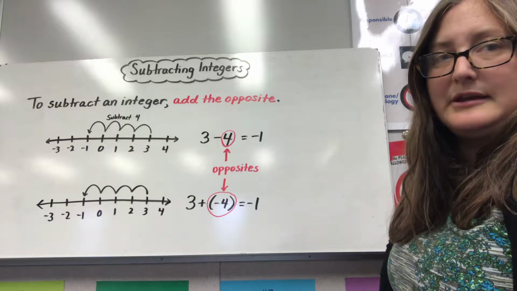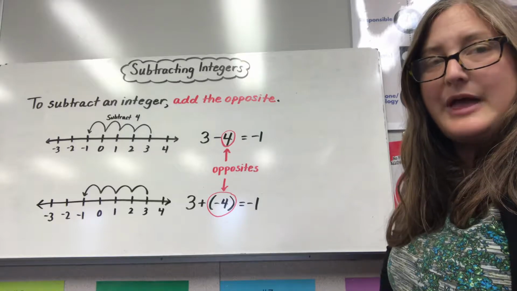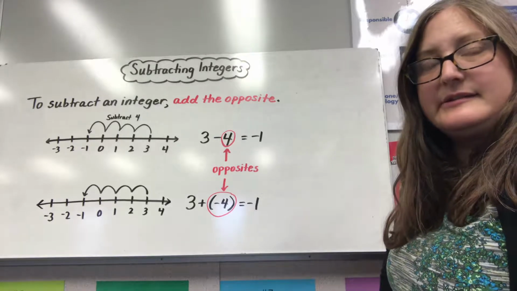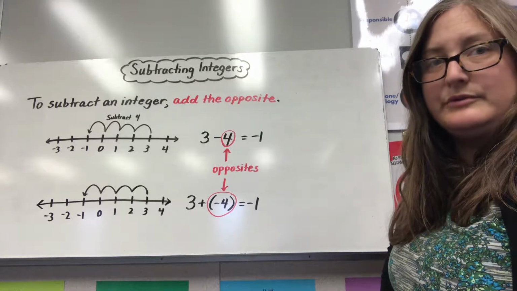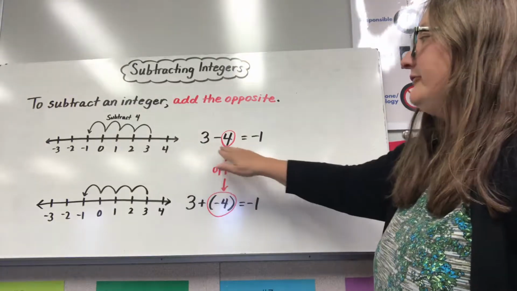This is subtracting integers. To subtract an integer, you're going to follow the rule, add the opposite. To see why we use this rule, let's look at an example. So here we have 3 minus 4.